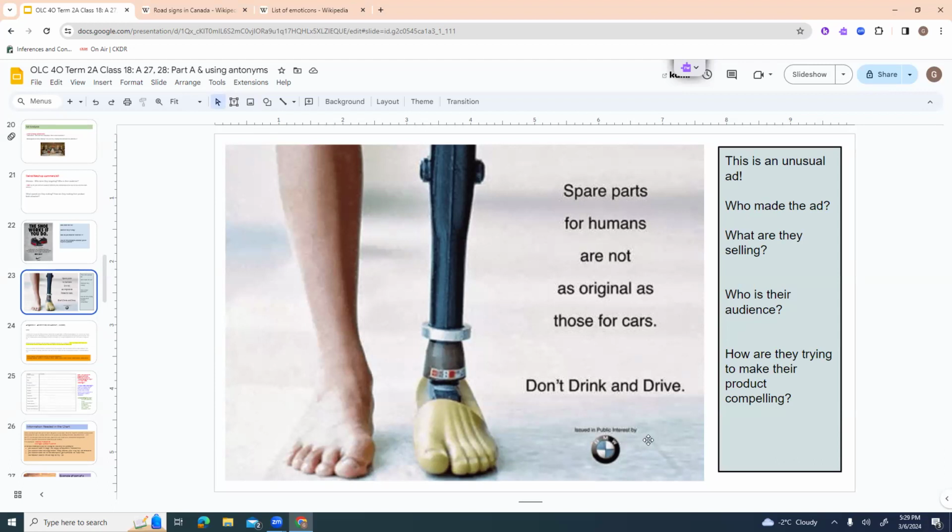How are they trying to make their product compelling? This is a tricky one. It's certainly unique. It's very eye-catching. And I think it's also buying into the idea of, hey, I'm being a responsible consumer. Yeah, I'm driving a cool, racy, fast car, but I'm going to do it in a responsible manner. So it appeals to our own self-image in a sense.